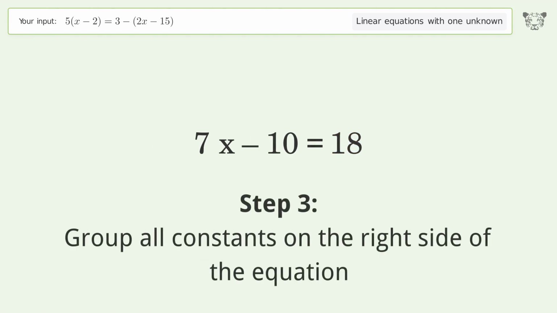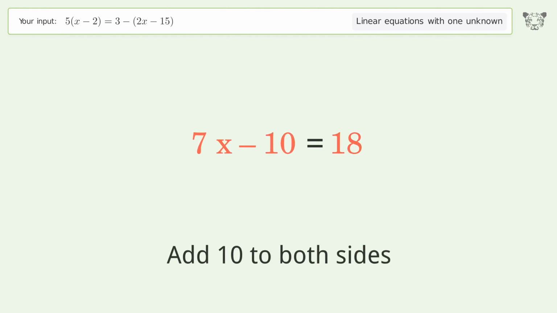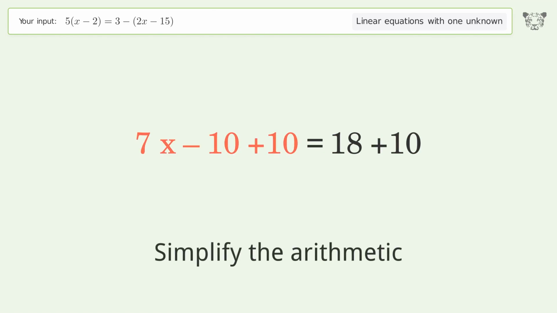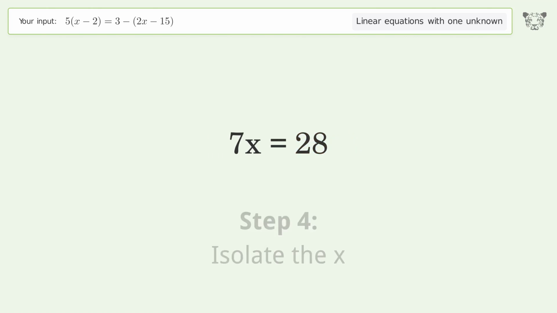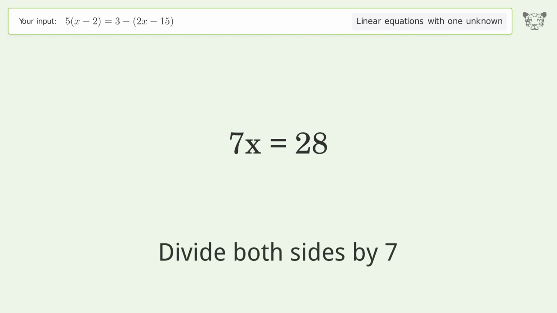Group all constants on the right side of the equation. Add 10 to both sides. Simplify the arithmetic. Isolate the x. Divide both sides by 7.